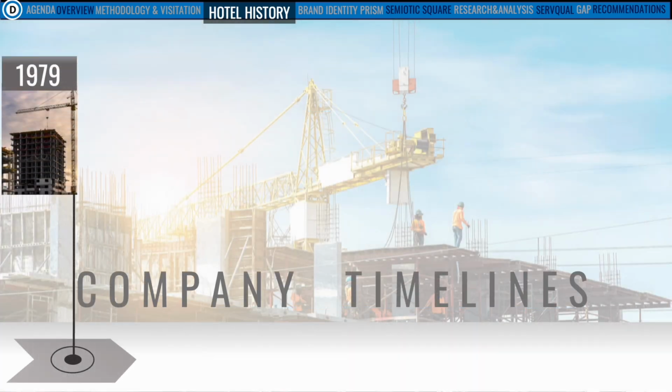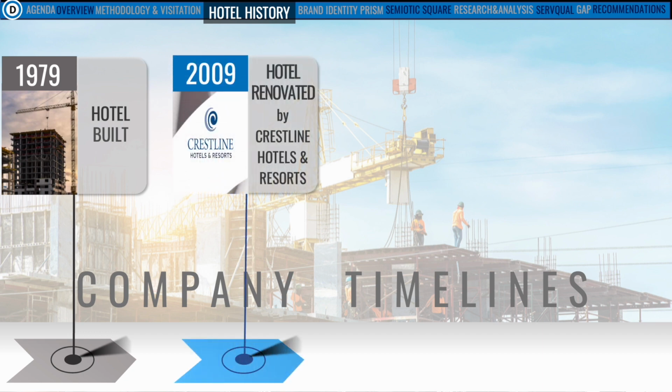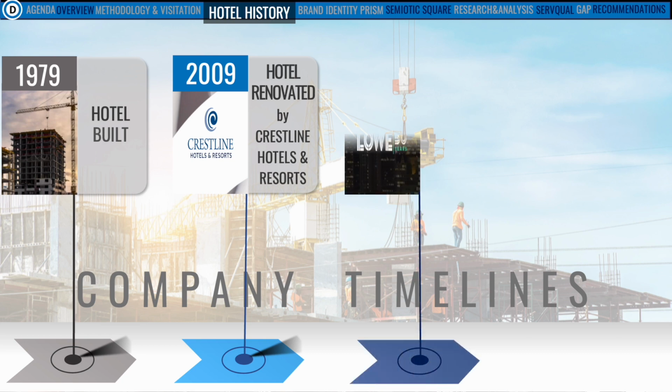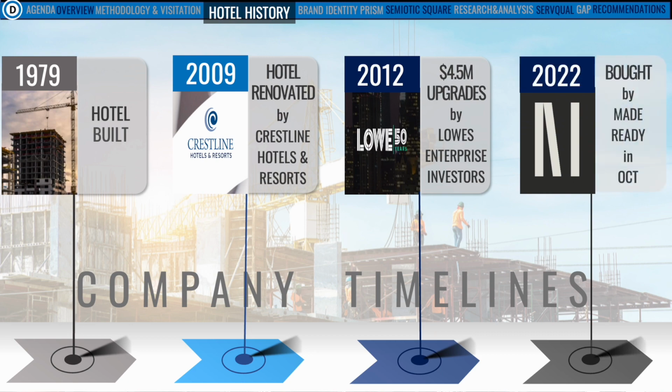Hotel history. Hotel Derrick was built in 1979. It was renovated by Chris Hotels and Resort in 2009. When Lowe's Enterprise bought over Hotel Derrick in 2012, an additional $4.5 million was spent. In October 2022, it was bought by Made Ready.